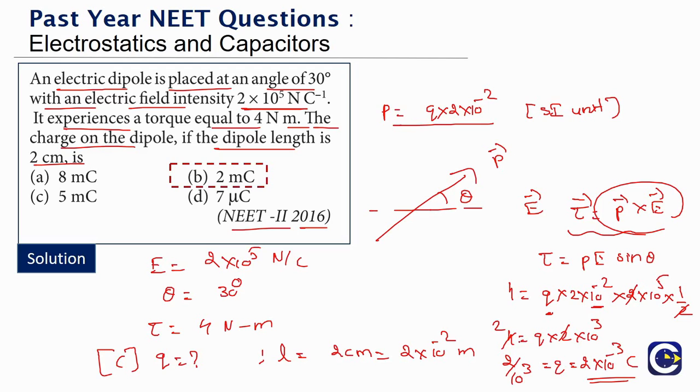It's a straightforward question. We just have to use the torque formula, that's it. And we have to be careful about these units. If instead of taking the dipole length in terms of the converted value, we had just taken 2, we could have got the answer wrong. So we should be careful that the length of the dipole is given in centimeters, while the others are given in the SI system of units. That conversion we have to be careful about.